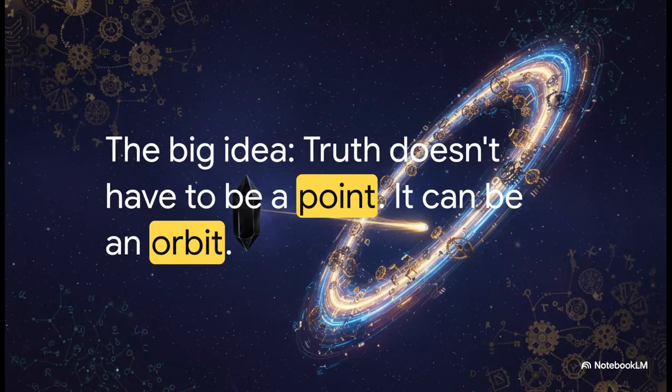And this leads to a really powerful philosophical shift. We tend to think of truth as a fixed point, right? A final destination, one single correct answer. But this new model suggests that sometimes truth can be a process. It can be a stable pattern, a predictable rhythm. Truth doesn't have to be a point. It can be an orbit.